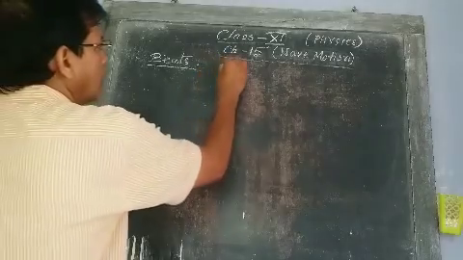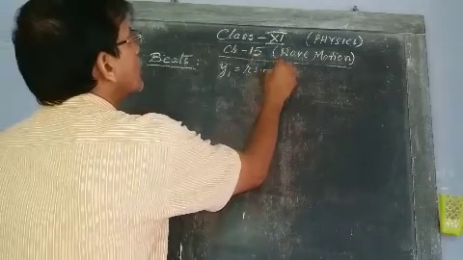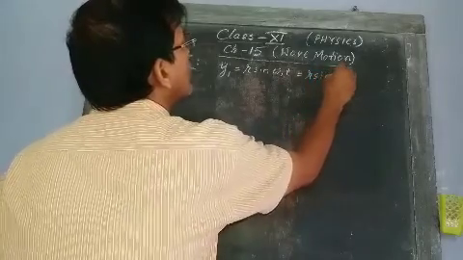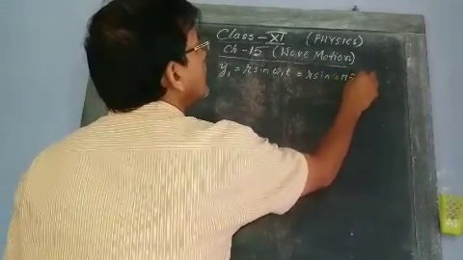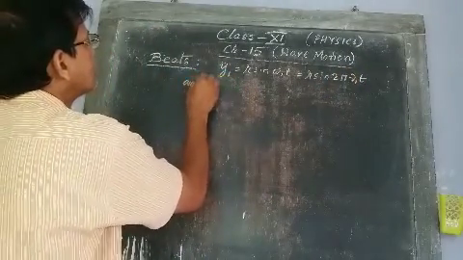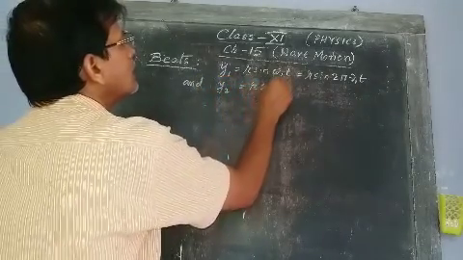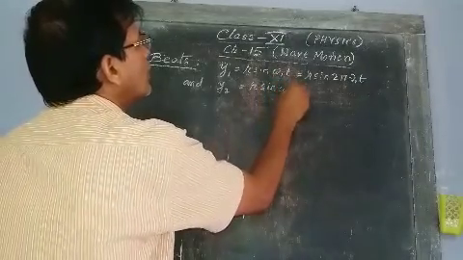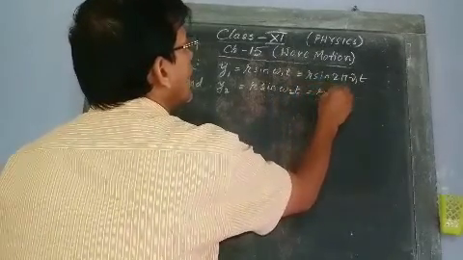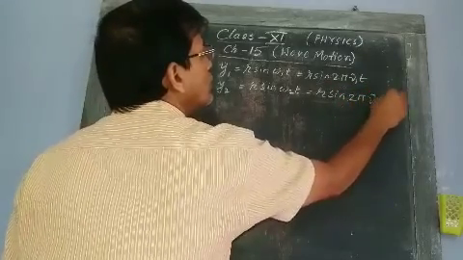We have considered y1 equal to r sine omega 1 t, that is r sine 2 pi nu 1 t, and y2 equal to r sine omega 2 t, equal to r sine 2 pi nu 2 t.